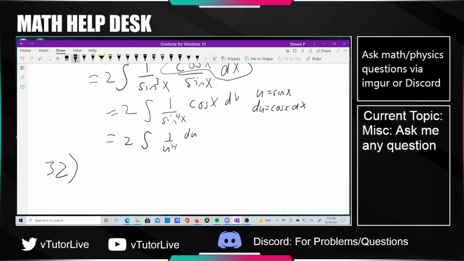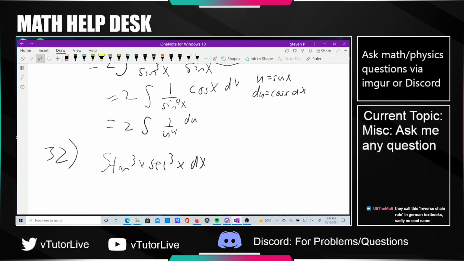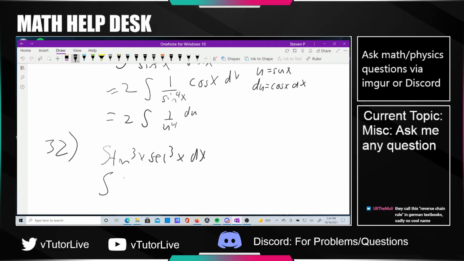Right? But 32, what is 32? So now 32 is asking about tan cubed of x times secant cubed of x dx. Oh boy, what is this? So what is this? This is sine cubed of x over cosine cubed of x. And this is 1 over cosine cubed of x dx.